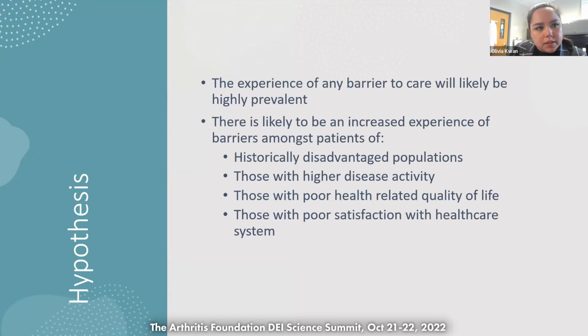Our hypothesis was that any experience of a barrier would likely be very prevalent, but there's likely going to be an increased experience of barriers amongst patients who are of historically disadvantaged backgrounds, those with higher disease activity, those who are experiencing poor health-related quality of life, and those who are experiencing poor satisfaction with the healthcare system.